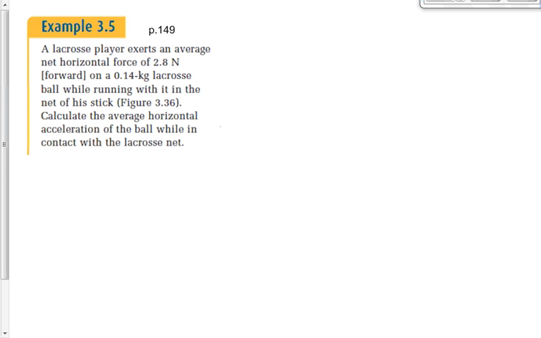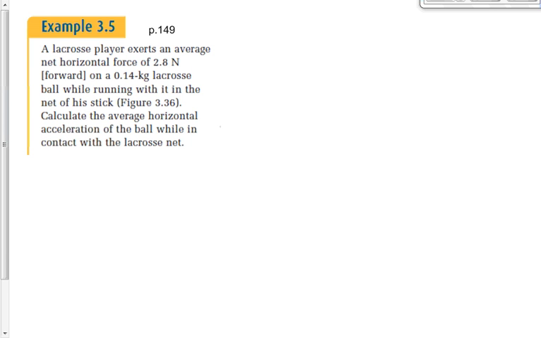Well, let's see how easy this stuff really is, okay? Example 3.5 on 149 says, a lacrosse player exerts an average net horizontal force of 2.8 newtons forward on a 0.14 kilogram lacrosse ball while running with it in the net of a stick. There's a diagram, but we don't really need that. We want to find the acceleration. Okay, it seems pretty easy.